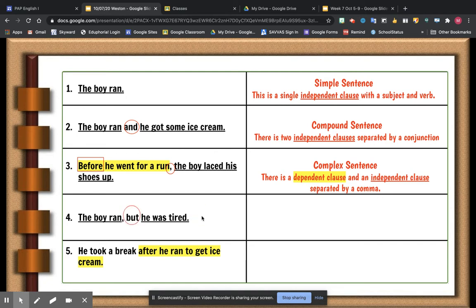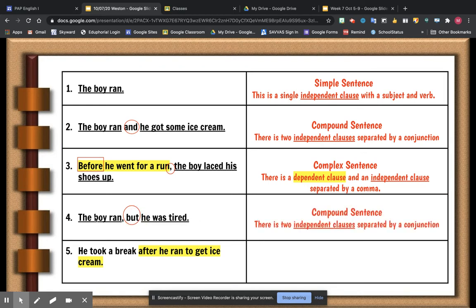All right, our next one is a compound sentence, but this one is punctuated properly. We've got a complete thought here. The boy ran, and we have he was tired. And we have our comma before the coordinating conjunction, and we're joining again two independent clauses together.